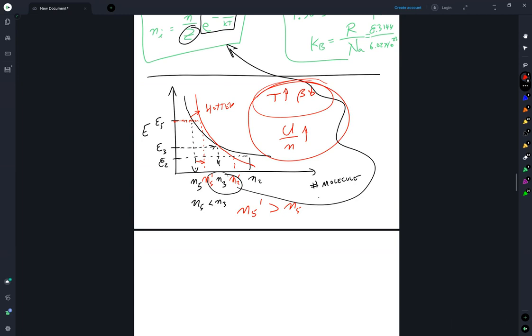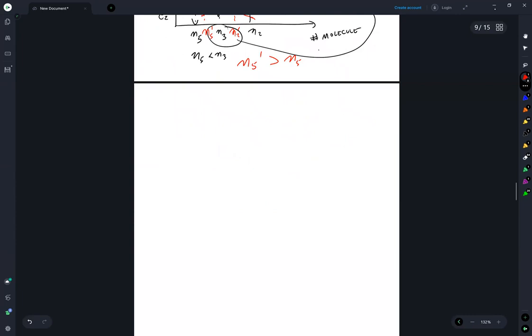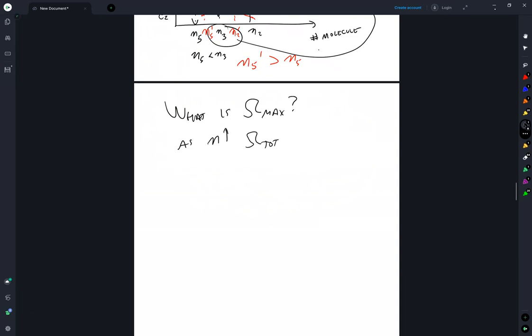So what are we interested in? Well, what we're really interested in is the most probable distribution of particles. And this is something we're interested in because we want to know what the world around us is going to look like, what the most probable set of microstates are. What is the maximum structure? And what we find is that as the number of particles increases, the total number approaches the max number.